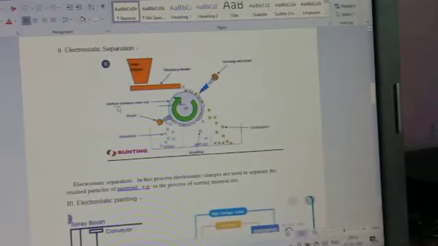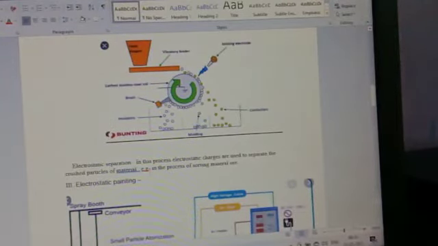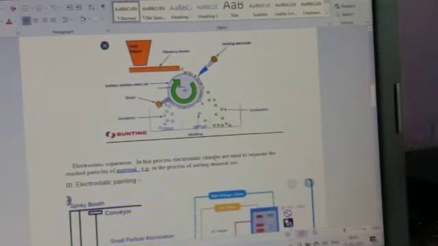And the second is electrostatic separation. Separation means something which is to be separated out from something, and electrostatic means the electric force which is applied on other particles by a static particle. So in electrostatic separation, by using electric charges we separate the crushed particles of materials, and this process is generally used in sorting mineral ore.